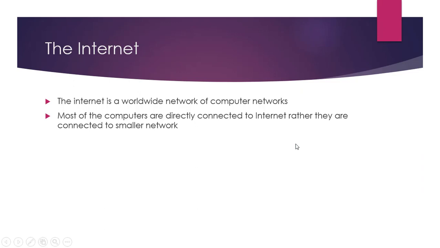So the internet is a worldwide network of computer networks. Most of the computers are not directly connected to the internet. Rather, they are connected to a similar or smaller network, right? With the help of gateways, with the backbone. Okay, so all over the world, today's network or internet is connected with the help of a centralized line that is called a backbone, and these backbones are connected by the gateways, and a client can connect to the gateways, right?